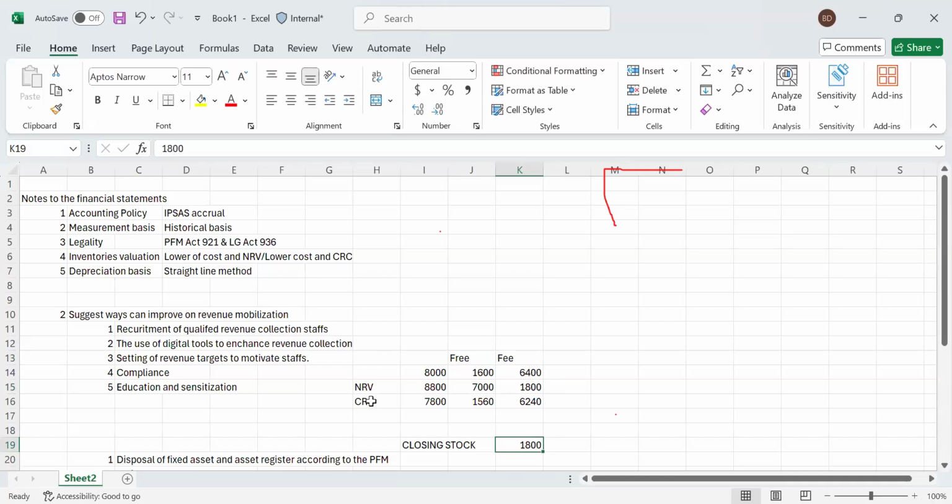Then we'll come to the second category, current replacement cost. Lower of cost and current replacement cost. So that one we'll take at free. So what's the current replacement cost? 1560. What's the cost? The cost is 1600. Which one is lower? The 1560. Okay.